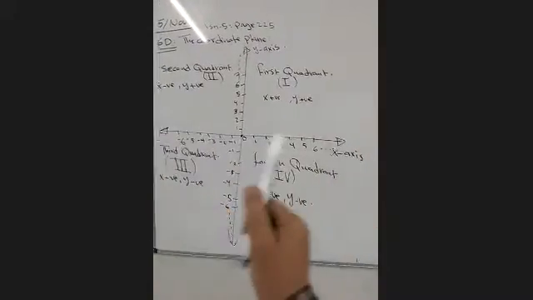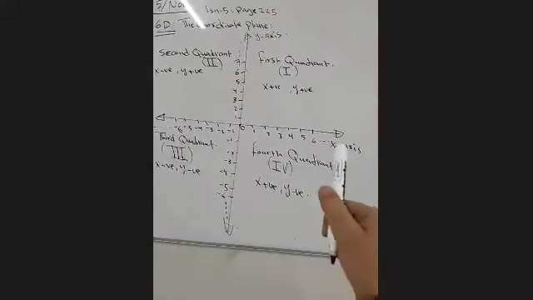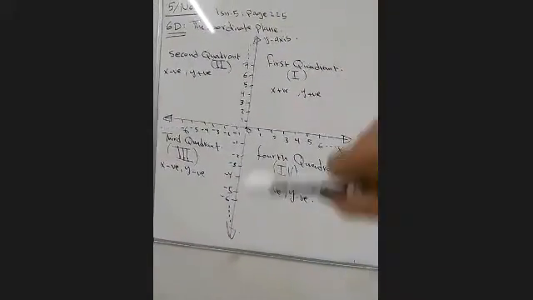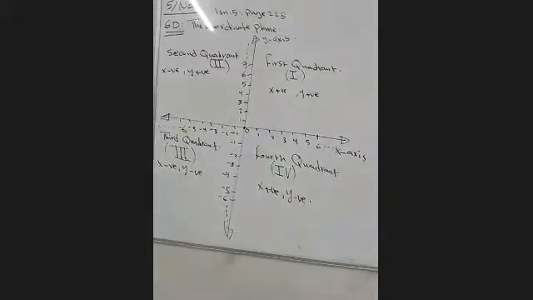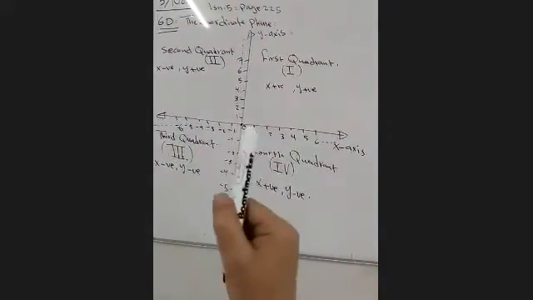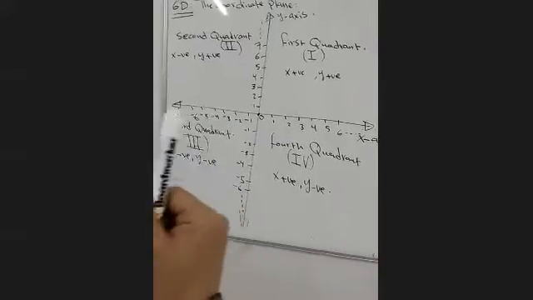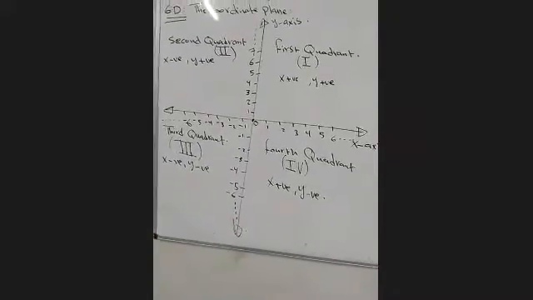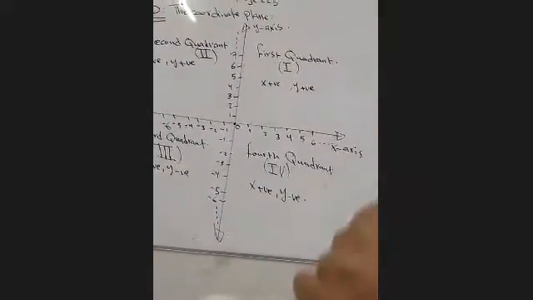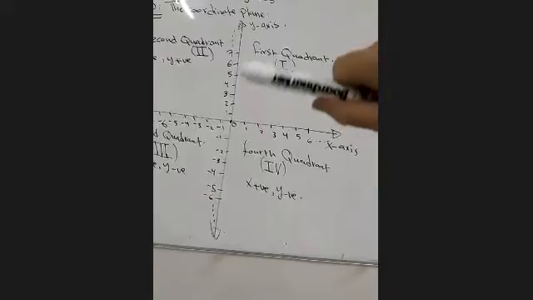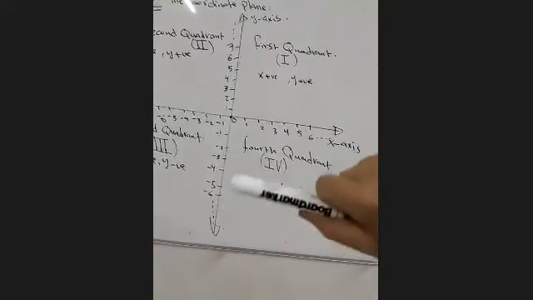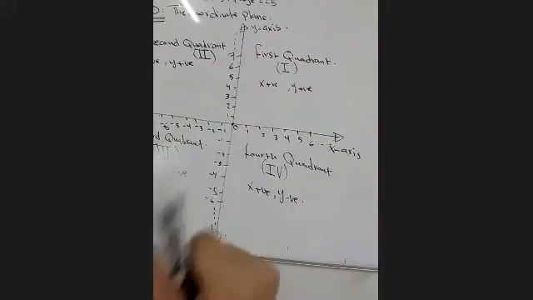Again, the horizontal line we call the x-axis. The vertical line we call the y-axis. On the x-axis, to the right we have the positives, to the left we have the negatives, and 0 at the middle. On the y-axis, up we have the positives, down we have the negatives, and 0 at the middle.